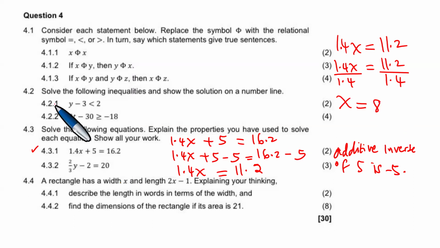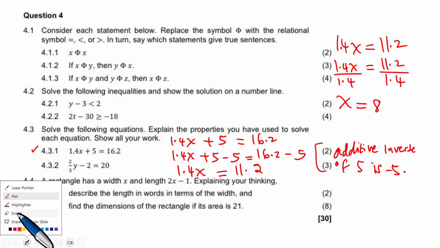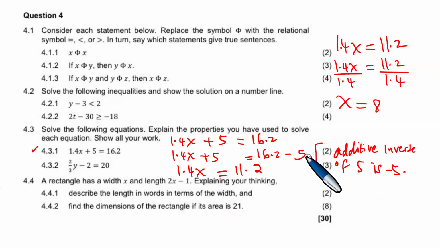Okay, so looking at the question: solve the following equations and explain the properties you have used to solve each equation. Show all your work. We're doing 4.3.1. Obviously, to explain the properties we used, here we have the additive inverse of -5 is 5. So what we did, in principle, was subtract 5 on both sides.